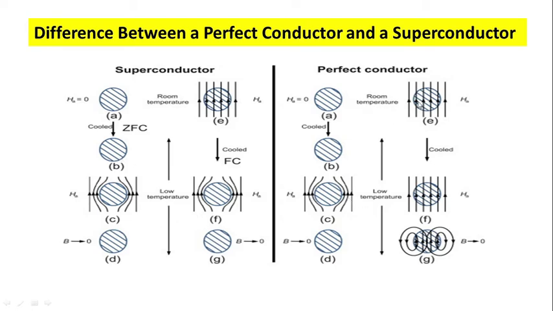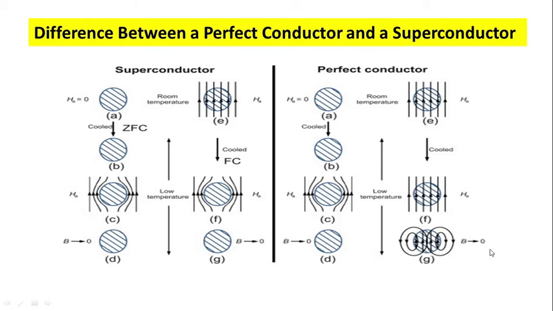But in the case of a perfect conductor, when the magnetic field is present above Tc or at room temperature, the magnetic field lines can pass through the sample, and when you cool down the specimen, the magnetic field lines still pass through the sample. So this is the difference between this situation and this situation. In the case of a superconductor, the magnetic field lines are pulled out of the sample, but in the case of a perfect conductor, the magnetic field lines can pass through the sample.